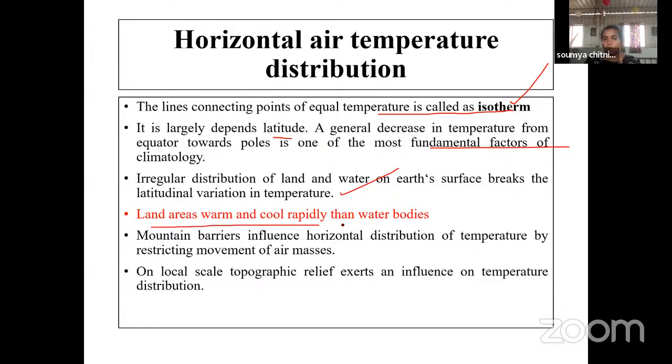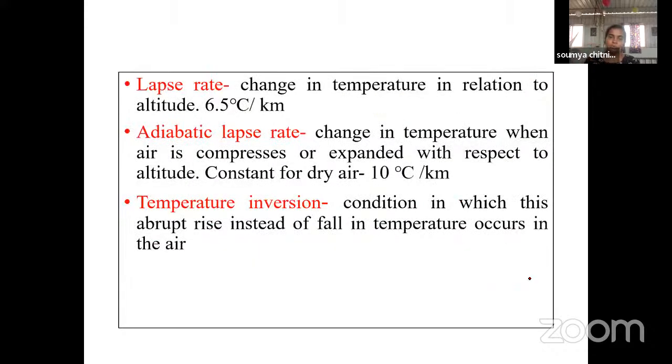Land areas warm and cool more rapidly than water bodies. This I told you, that is because of the specific heat, which differs between land and water. Mountain barriers influence horizontal distribution of temperature by restricting the movement of air masses, as I told you about the hilly areas. And on a local scale, topographic relief exerts an influence on temperature difference as well. So that is how we can find the difference.